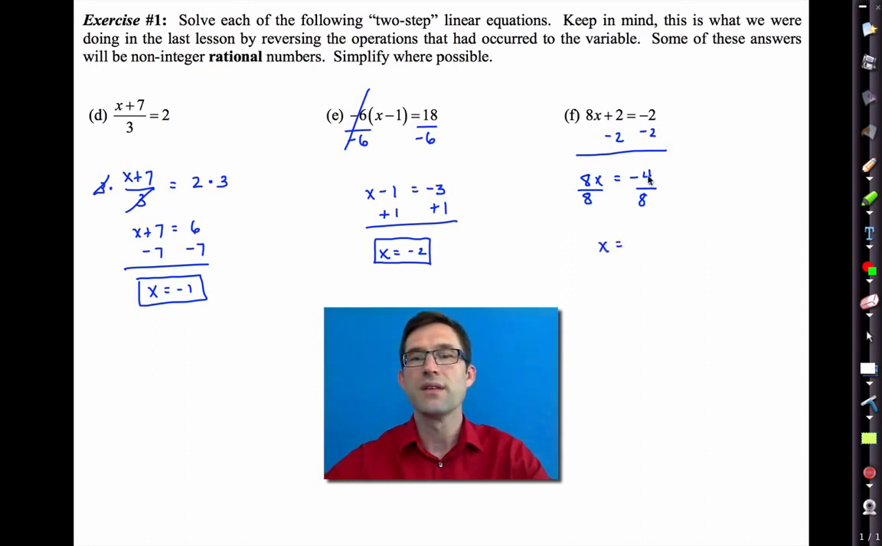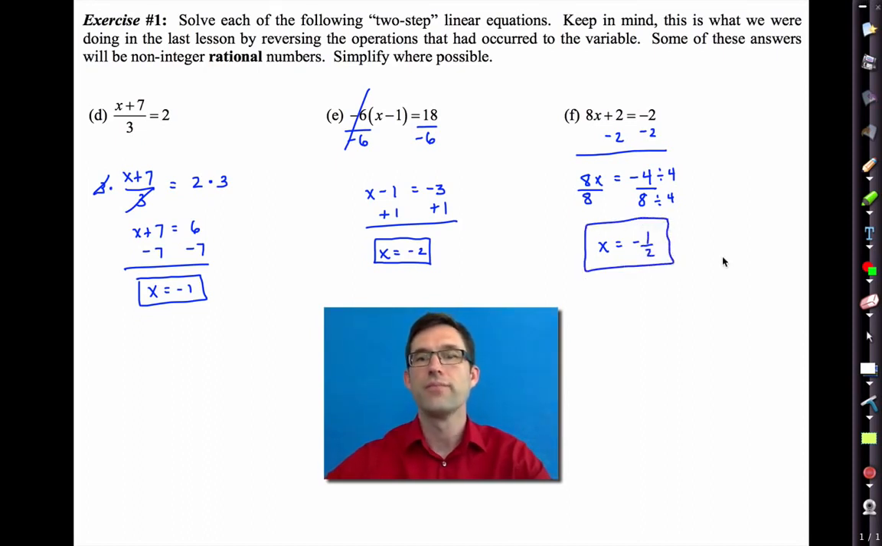It'd be easy to think that negative 4 divided by 8 is negative 2, but really we just want to reduce this fraction by dividing numerator and denominator by 4, and we see that x is negative 1/2. Be careful, all right? Be careful with fractions. 4 out of 3 people don't understand them.